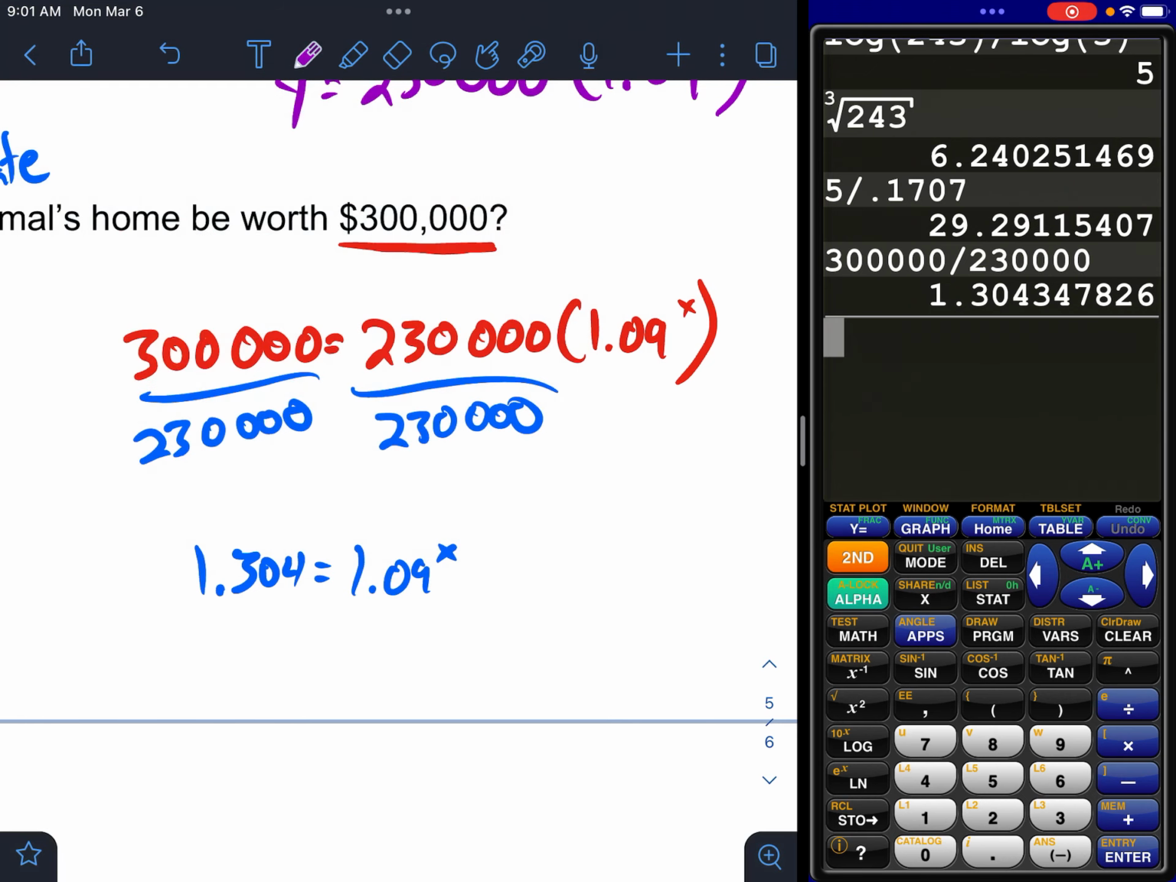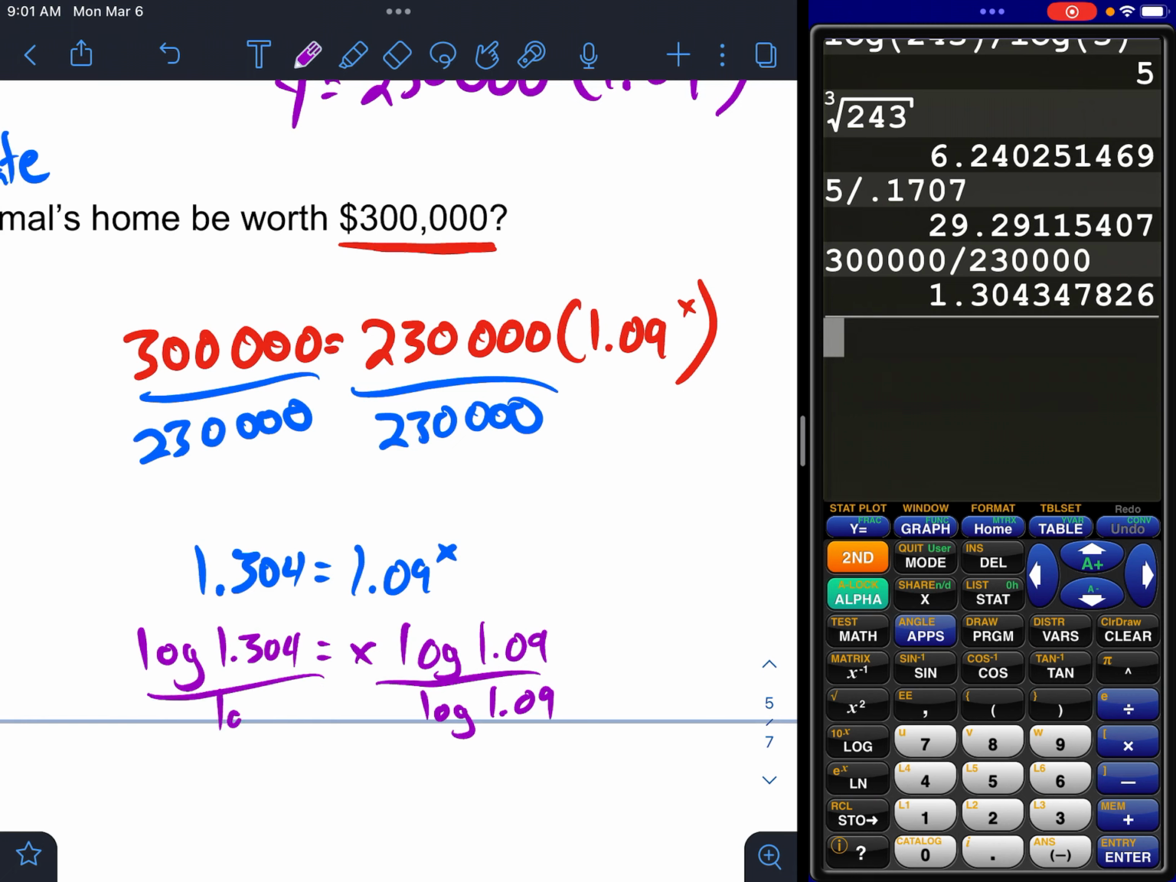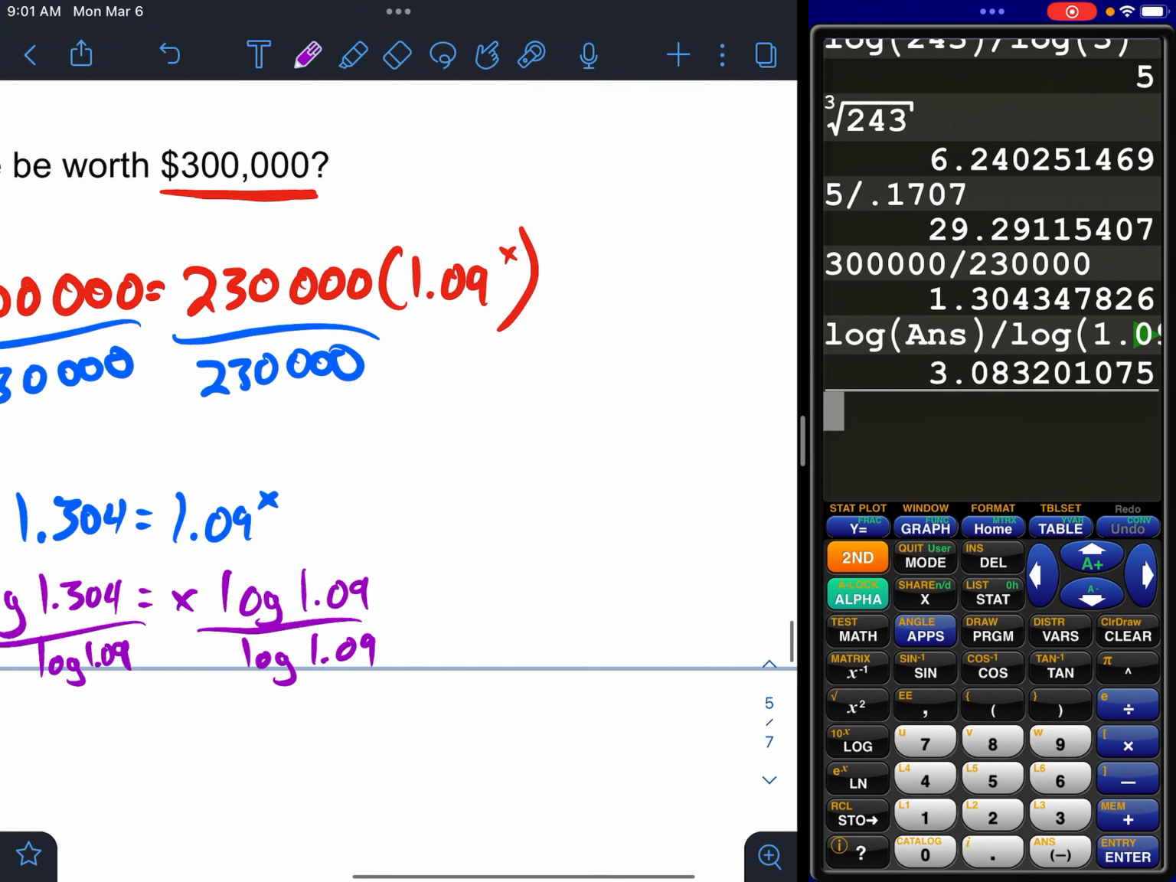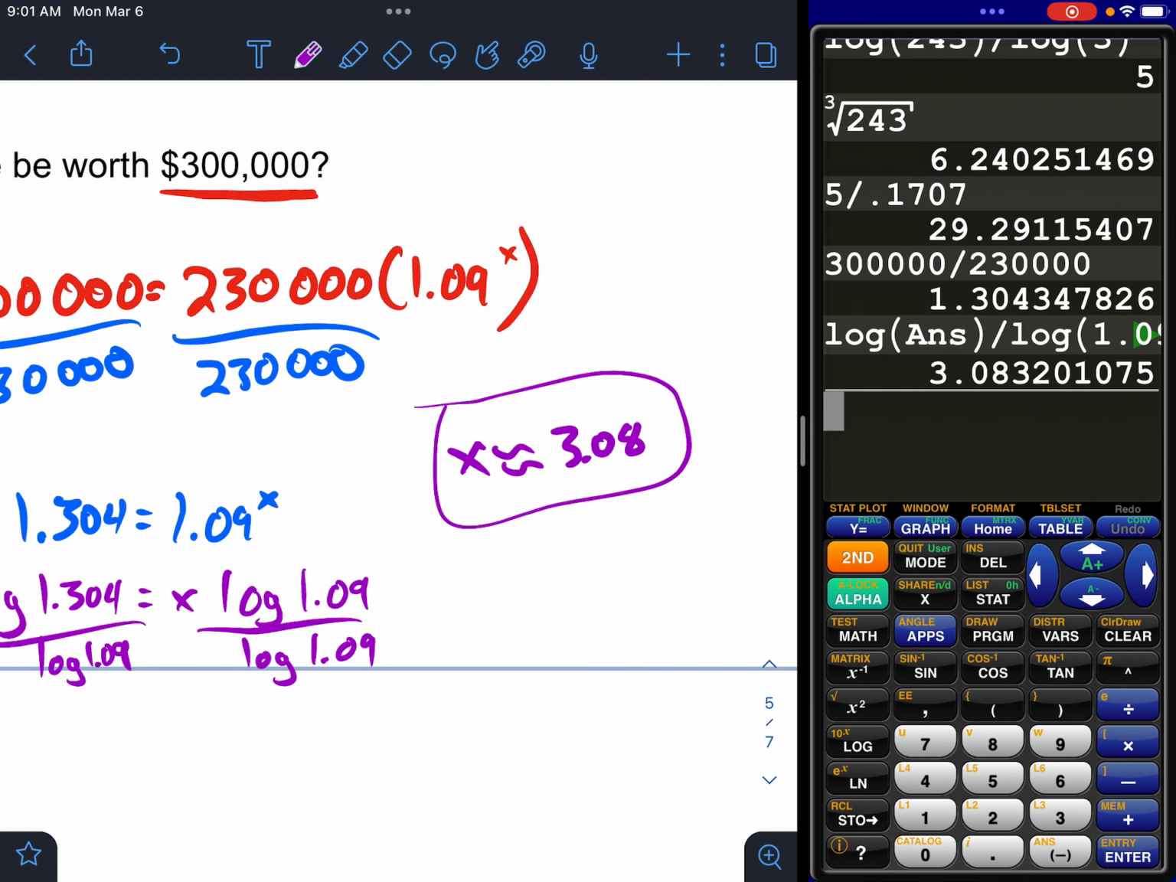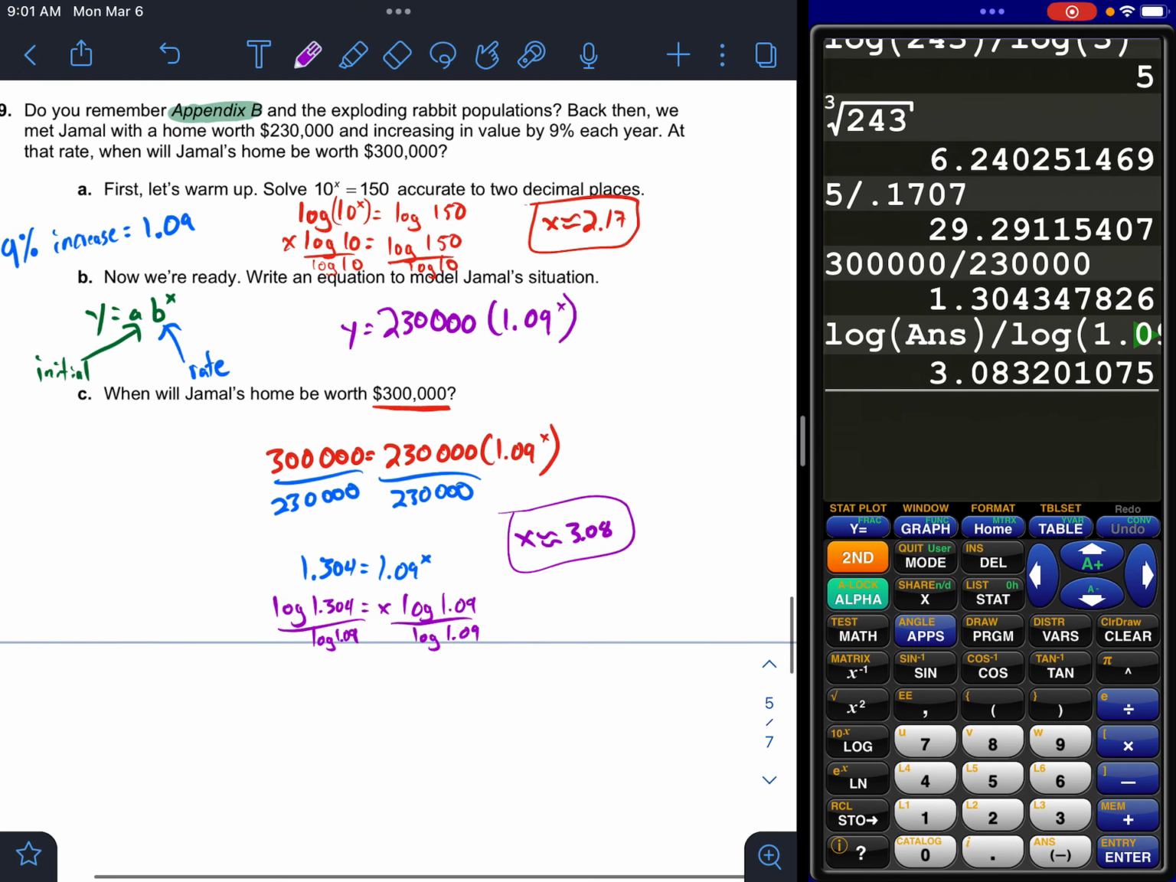And we're doing the same idea. Log of 1.304 is equal to, I'm going to shortcut this, log of 1.09 times x. So I'm taking log of that answer, dividing it by log of 1.09, and I get my x at about 3.08. So it will take a little over 3 years for his house to be worth $300,000.